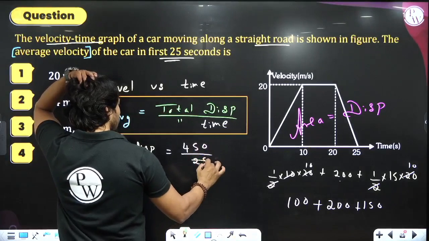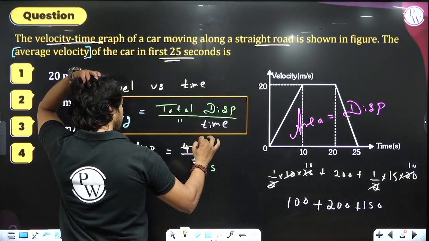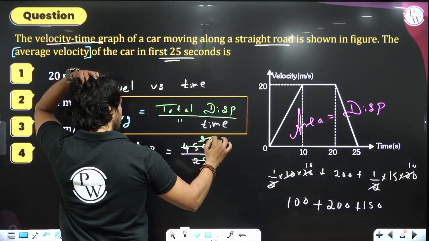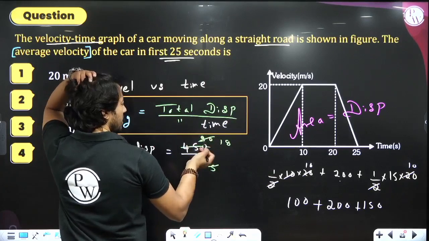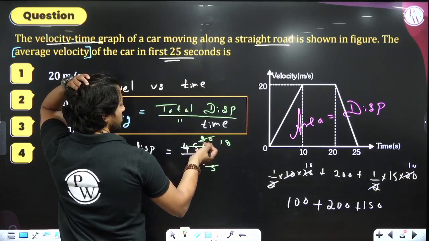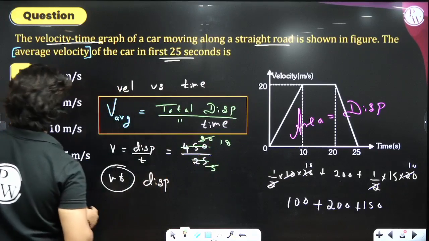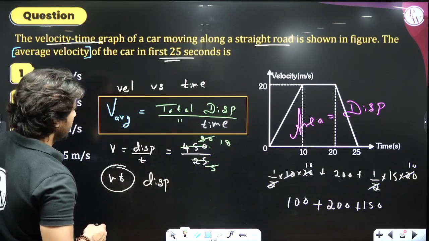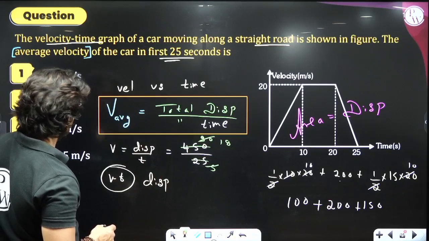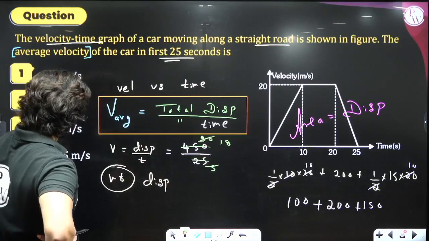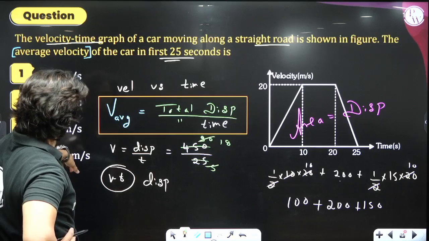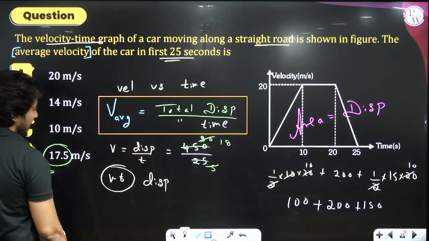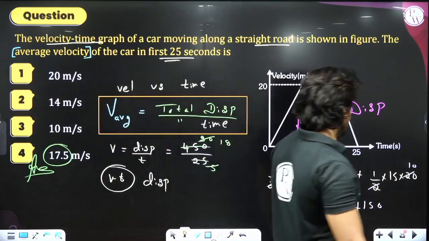So divide it, what do we get? 8 5s are 40, and so on. Okay, is this fine? Perfect. We get 17.5 meter per second over here. Rounded off, it's going to be 18 only. So the answer is 18 meter per second. That means we are marking 17.5. Yeah, so here we go.